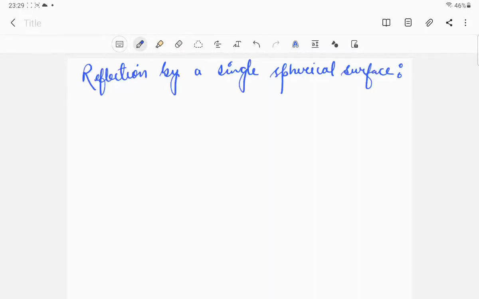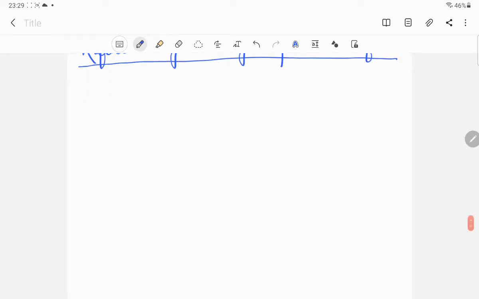Hello dear students. As a part of the second unit of our syllabus, now we are going to study the next topic, that is called reflection by a single spherical surface. In the previous video we have studied refraction. Now we are going to study reflection. For that we will be drawing one diagram, a ray diagram.